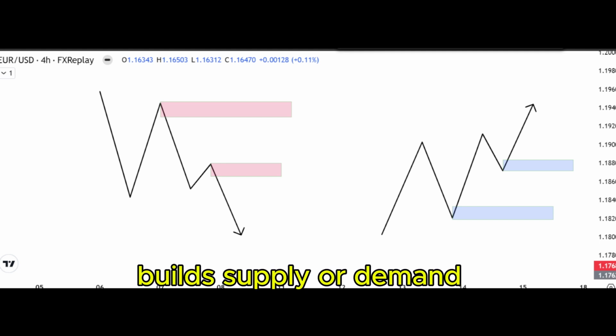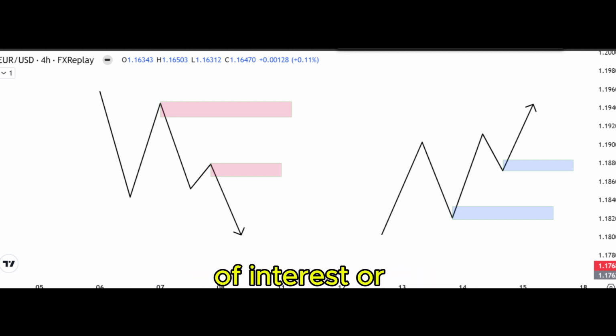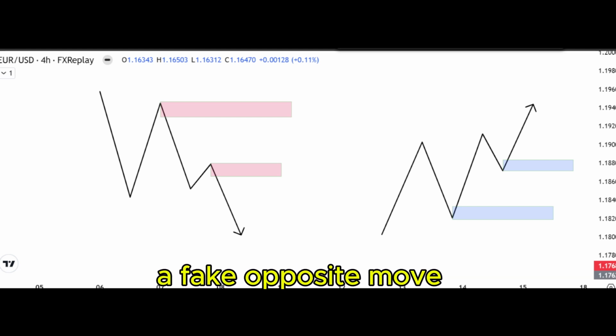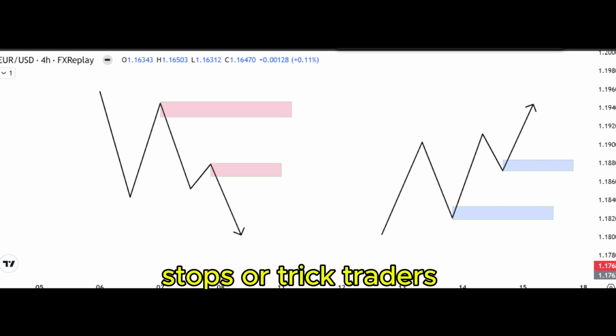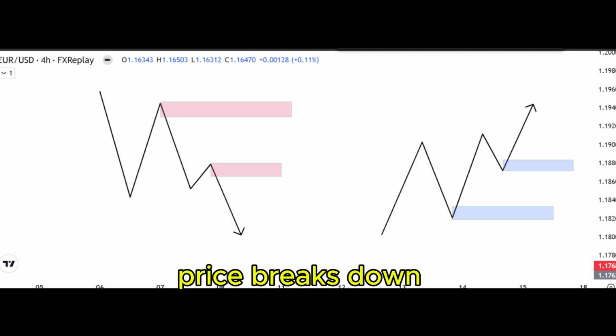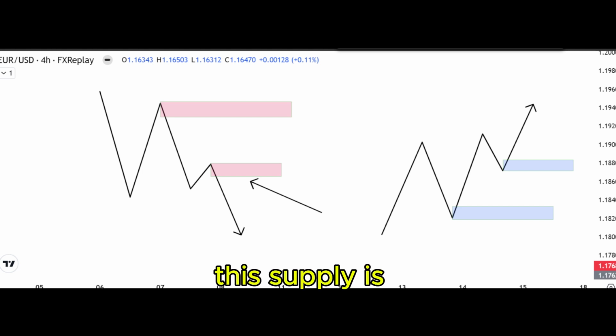First, build. Price builds supply or demand. That's your point of interest or area of interest. Second, induce. Price creates a fake opposite move to take stops or trick traders. Example, price breaks down under demand to make you sell, then squeezes up to take sellers' stops. That's inducement. For example, this supply is fake.